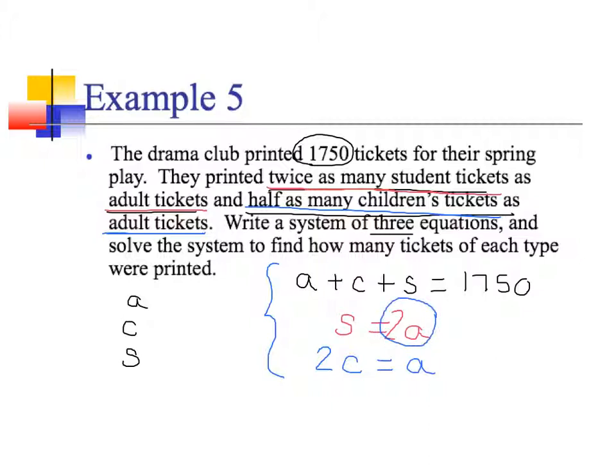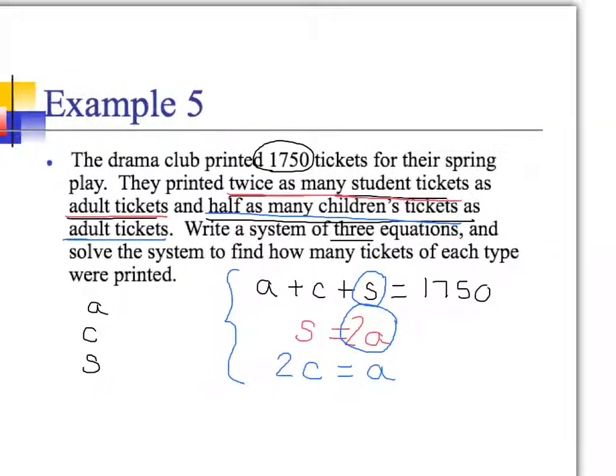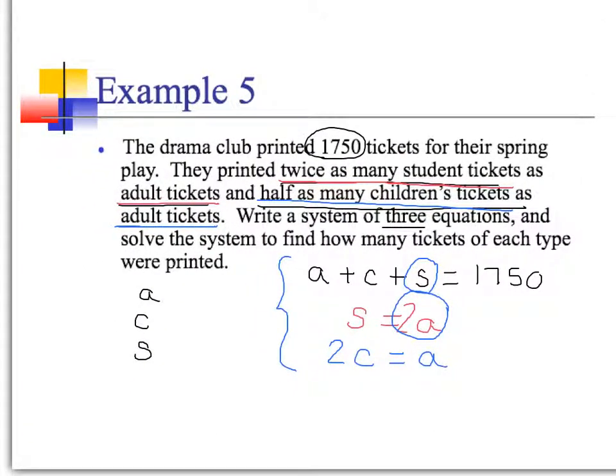So wherever I see an S, I can replace it with 2A. I'm going to do that right away here. So when I take this equation here and I replace the S with 2A, I'll have A plus C plus 2A is equal to 1,750.